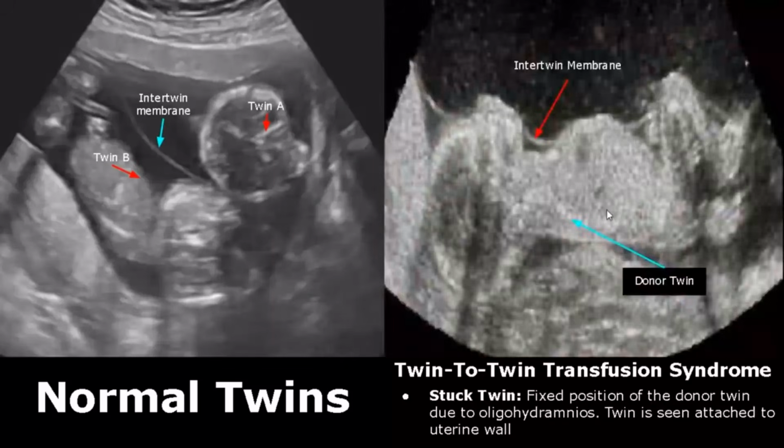Stuck twin can occur in the donor twin. Due to very low amount of amniotic fluid, the donor twin may get attached to the uterine wall. It will have a fixed position. This is the intertwin membrane resting above the stuck twin.